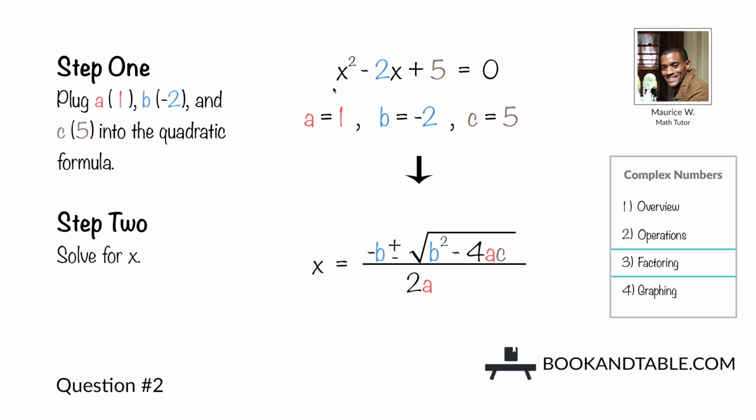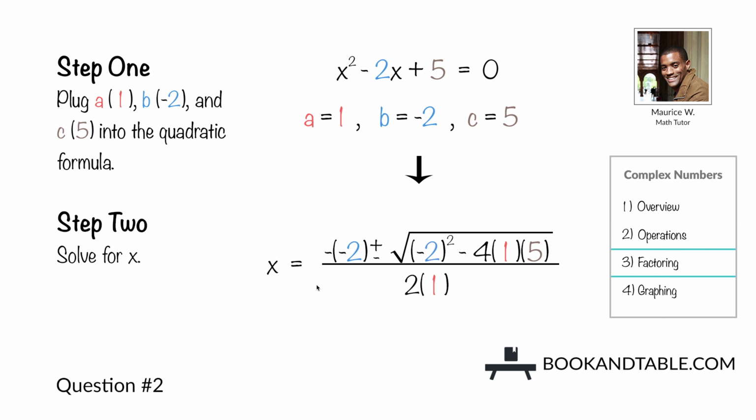So we start with the coefficient of x squared, which is 1. The coefficient of x is negative 2, so that's b. And our constant is positive 5, so that's c. We plug a, b, and c into the quadratic formula and solve for x. So we get x is equal to negative 1 times negative 2 plus or minus the square root of negative 2 squared minus 4 times 1 times 5, divided by 2 times 1.